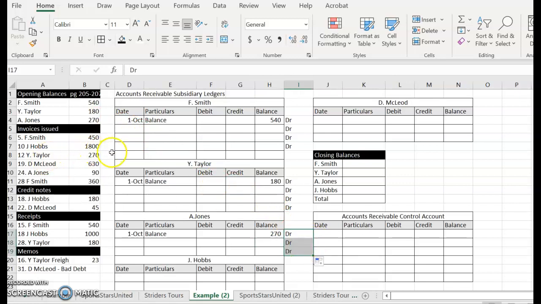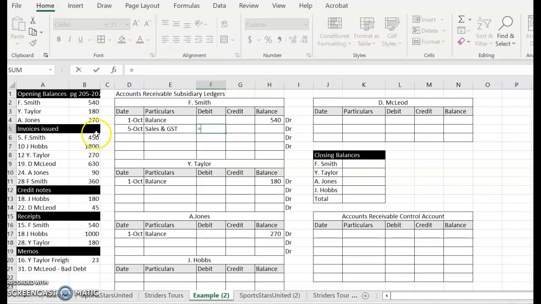Then what we're going to do is go in date order. Your book doesn't do that, but it's a preferred way of doing it because it shows the balance at any time. I'm going to go each person at a time. Start with F. Smith on the 5th of October. They had sales and GST. And we're going to put it in the debit column because it increases how much they owe. A debit and a debit is a higher debit, so we'll add those 2.